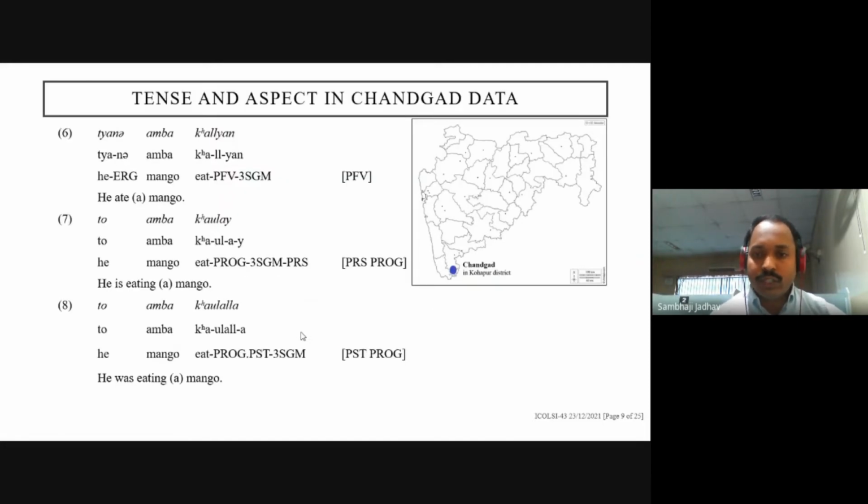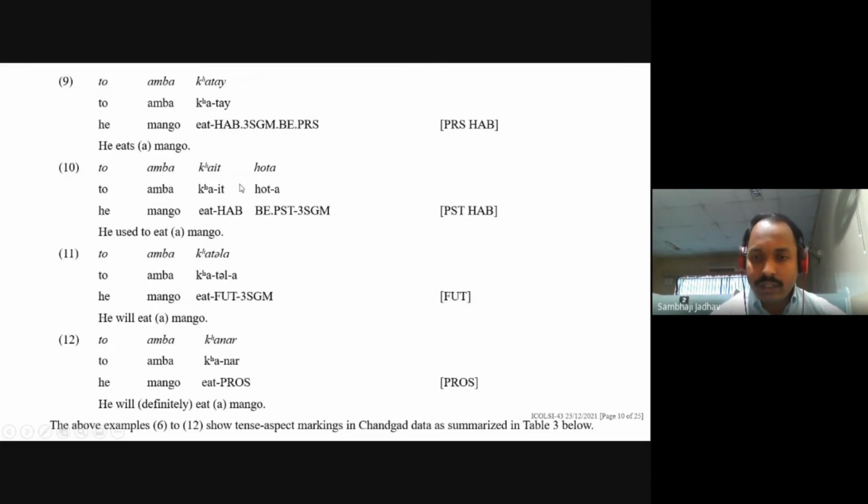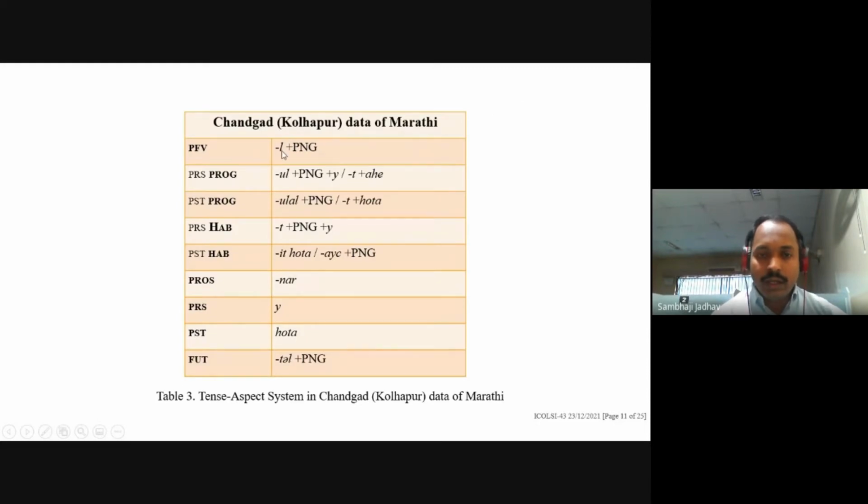We'll move to the Chandgad data, which is just next to that part, adjacent to the Konkan region, even though it is part of the Desh region. Here we will see the system directly. La plus agreement marking is there for perfective. For progressive you get ul, versus for past progressive you get ulal marking. So a differentiation is created, where additionally you get PNG marking with it.